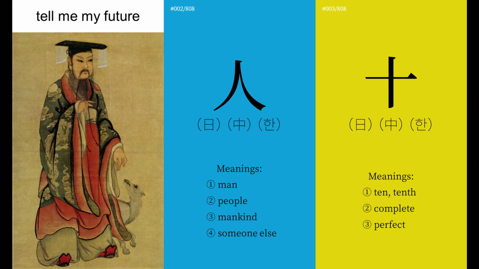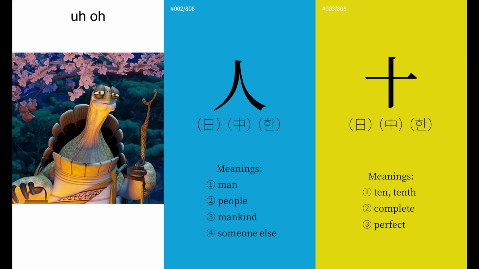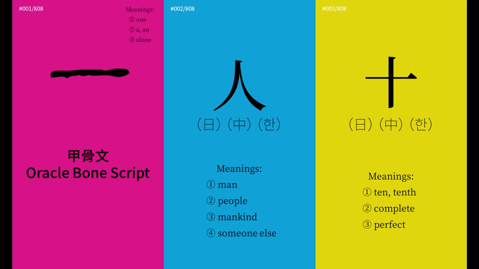You are a king living over 3,000 years ago in ancient China, and you want to know the future. What to do? Simple. Your subjects get a turtle shell, inscribe your question on it, and heat it. The answer is then found in the resulting pattern of cracks, and the outcome is further inscribed on the shell. This is the ancestor of modern Chinese, Japanese, and Korean writing, and it is called oracle bone script.